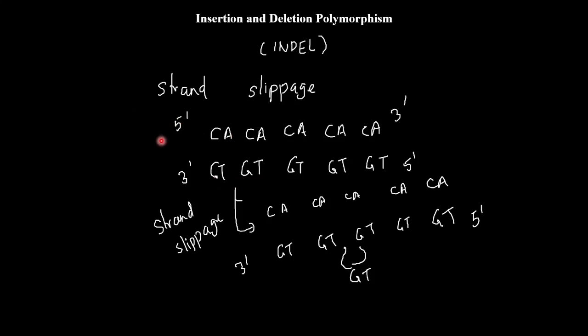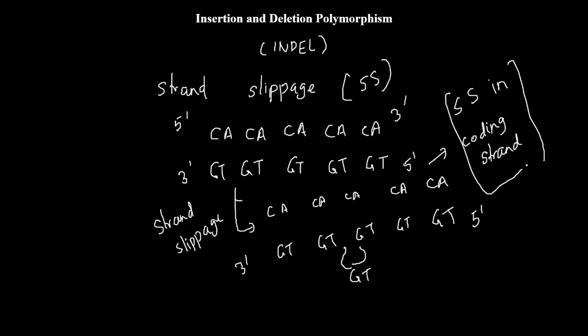Okay, now regarding the insertion, how will the deletion happen? The important point that needs to be remembered in this case is that strand slippage is occurring in the coding strand. If I write strand slippage as SS, then you can see the strand slippage is in the coding strand, and that leads to the insertion.